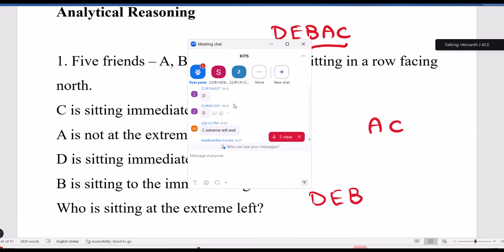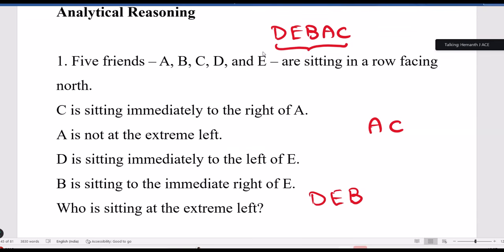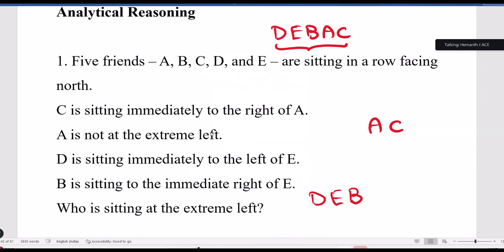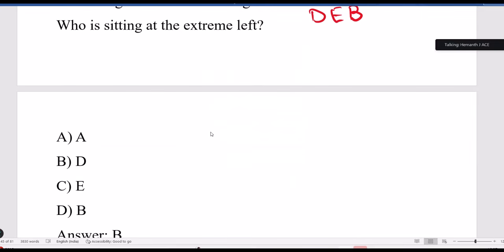Is C at the extreme left? No, right. C is sitting to the right of A, so C cannot be at the left hand. D at the left hand is correct. D at left, C at right. D is at the extreme left.